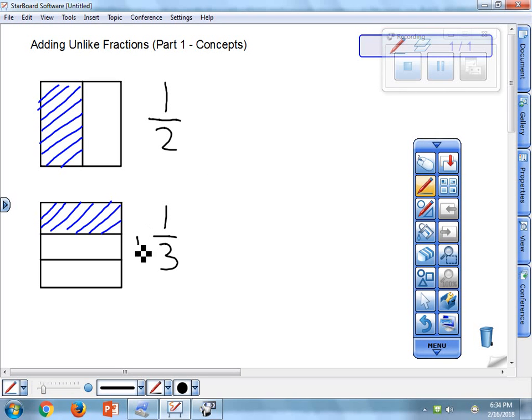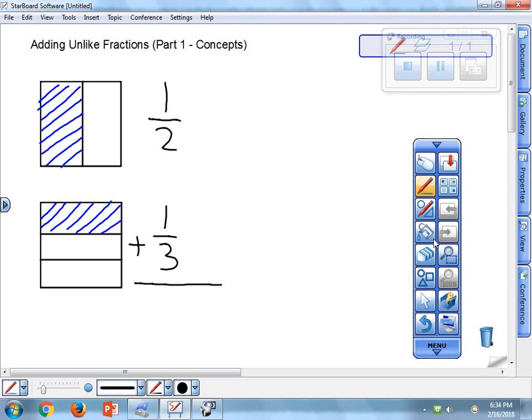So I'm going to try and add them together, but I run into a problem here because the shaded regions are different shapes and sizes. They're not split into equal-sized pieces that I can add together.